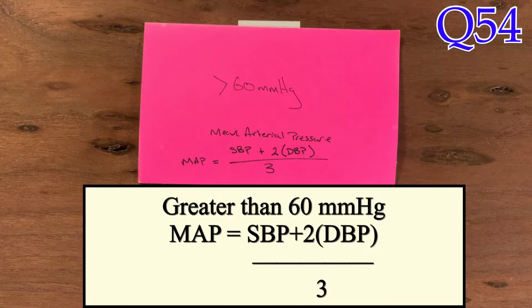Now, most modern monitors will calculate the mean arterial pressure for you, but if you do ever need to calculate it yourself, here's the formula. The mean arterial pressure is going to be equal to the systolic blood pressure plus 2 times the diastolic blood pressure, all divided by 3. This is going to give you your mean arterial pressure in units of millimeters of mercury.